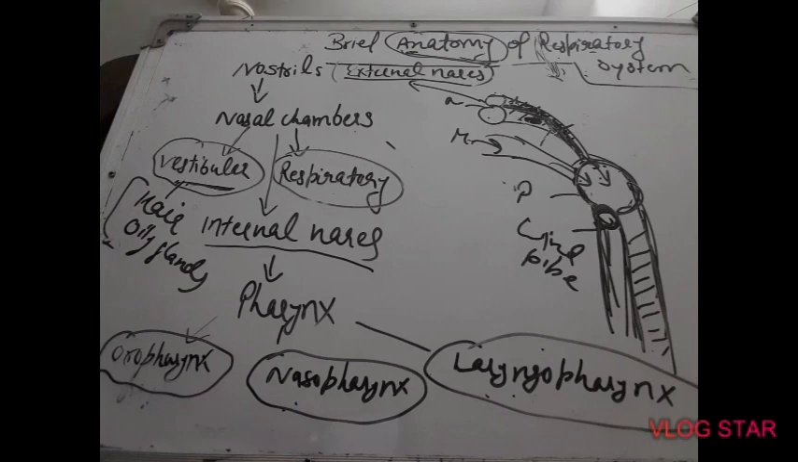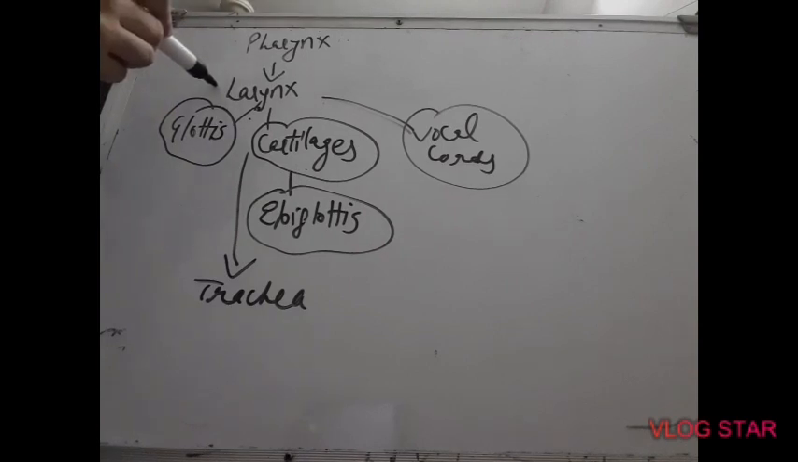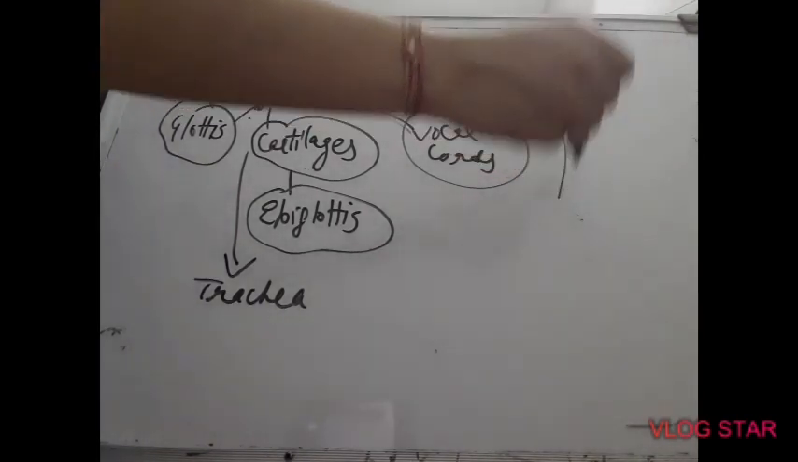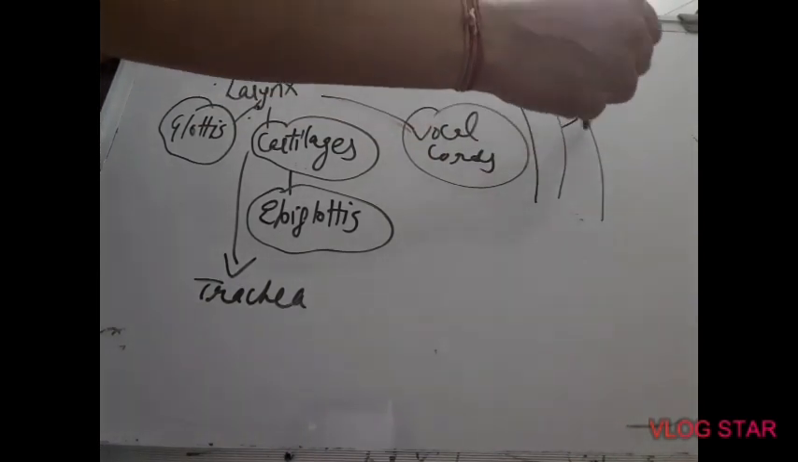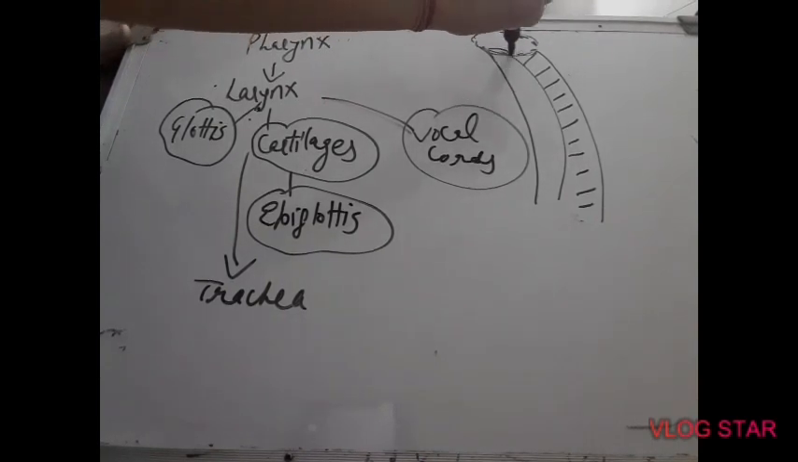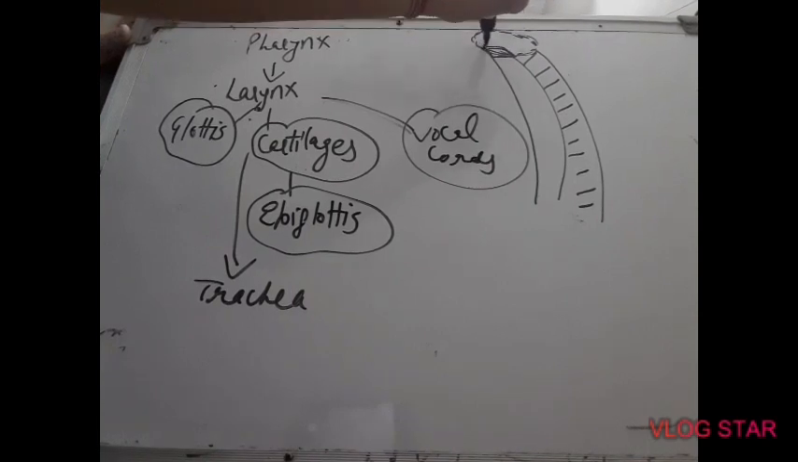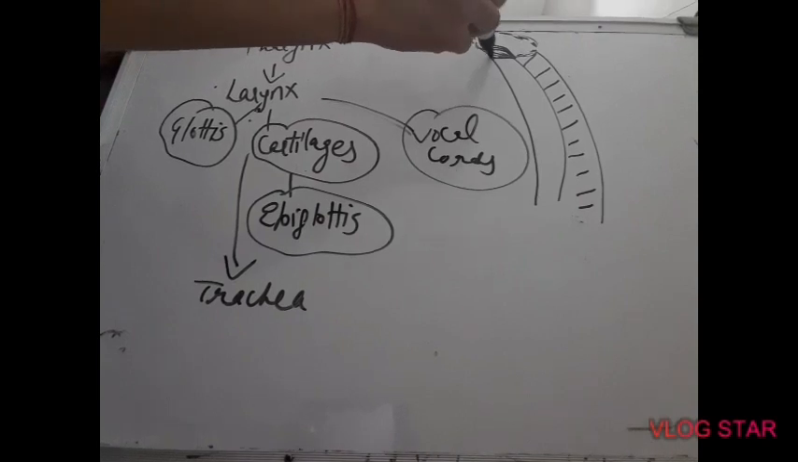So we have done nostril, nasal cavity, internal nares, and then pharynx, and then pharynx leads to larynx. This is our windpipe, and this is our esophagus, food pipe. What is larynx? The common opening of the food pipe and windpipe you can call larynx, and this is pharynx, and this is laryngopharynx. We have done the part of the pharynx which opens into larynx.